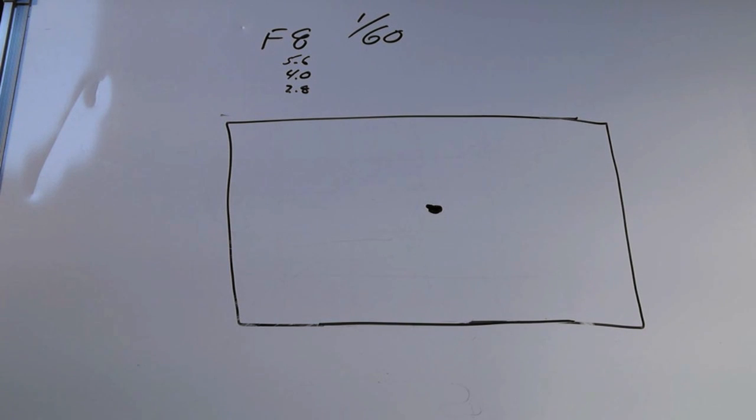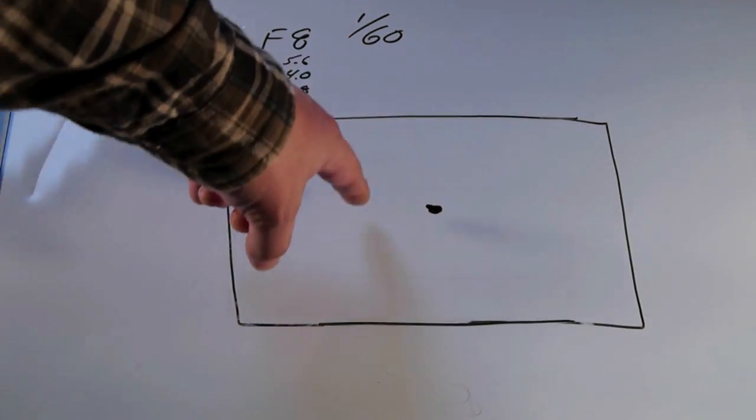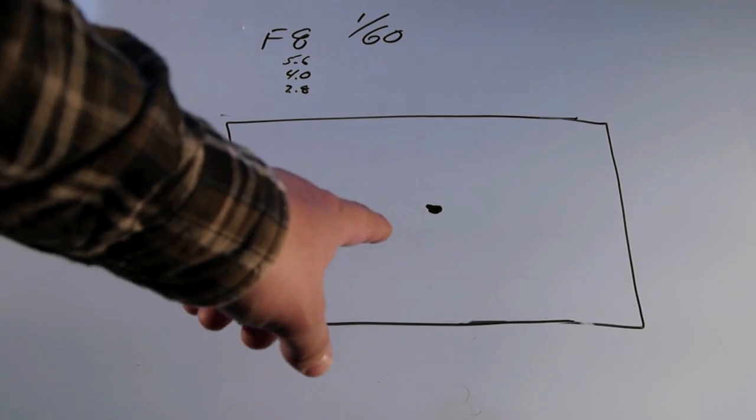And you know what? You can make the white board black by going 3 stops the other direction: F11, F16, F22. If this meter is F8 at a 60th, then you shoot F22 at a 60th, you're going to have a black board. Now you have control over what you're doing. So the spot meter works really well in conjunction with the AE lock.